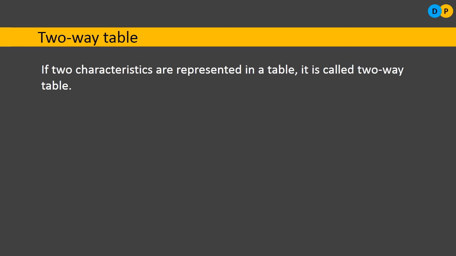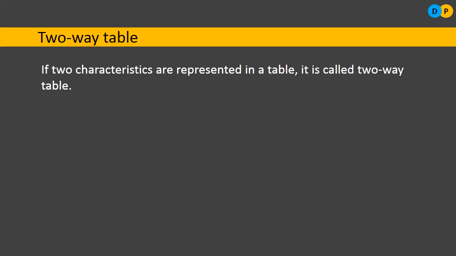Next, the second one is the two-way table. So what do you mean by two-way table? Here, if we classify the table on two characteristics, if two characteristics are represented in a table, then it is called a two-way table. So what is a two-way table? If two characteristics are represented in a table, it is referred to as a two-way table.